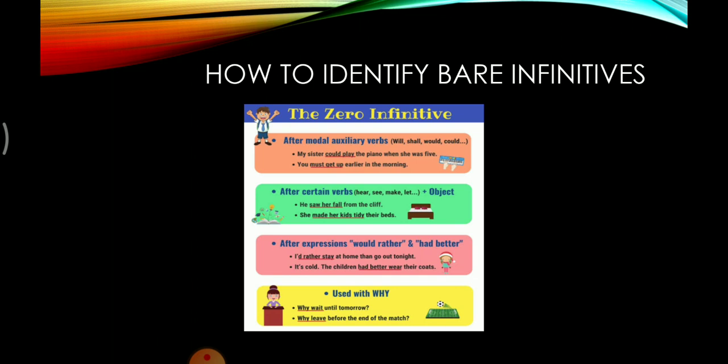She made her kids tidy the beds. Made is a form of make. Her kids is the object and tidy is the verb. Her beds.